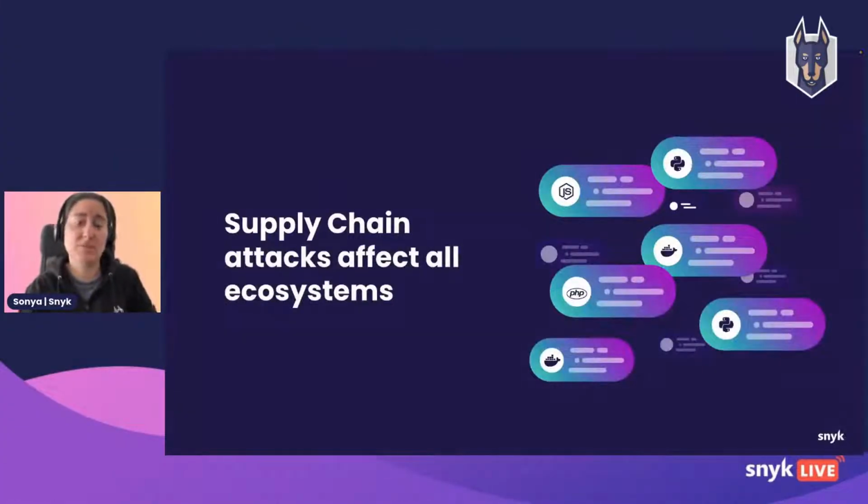So this is known as a supply chain attack, also called third-party attack. It occurs when someone infiltrates your system through an outside partner or provider with access to your systems and data. The bad news is it doesn't affect only JavaScript packages. This is an issue for all ecosystems.